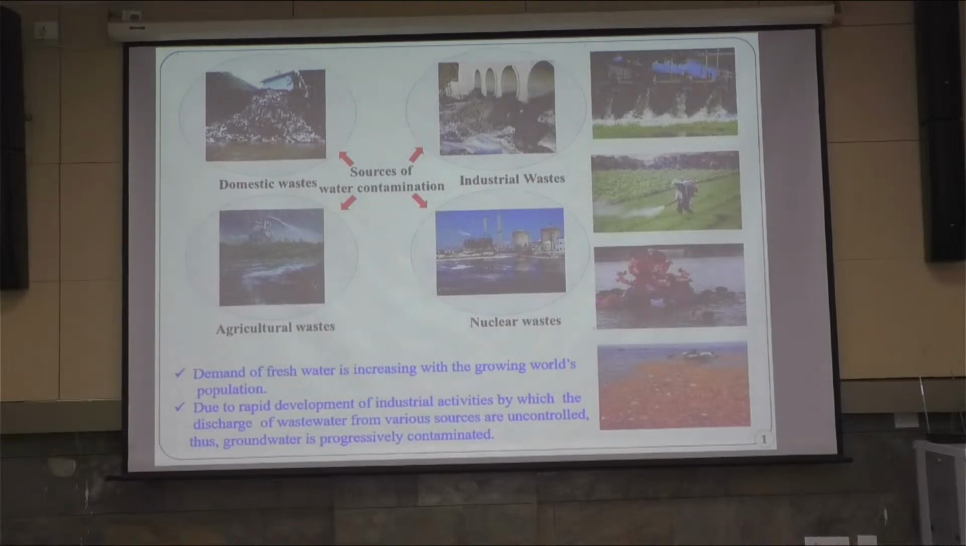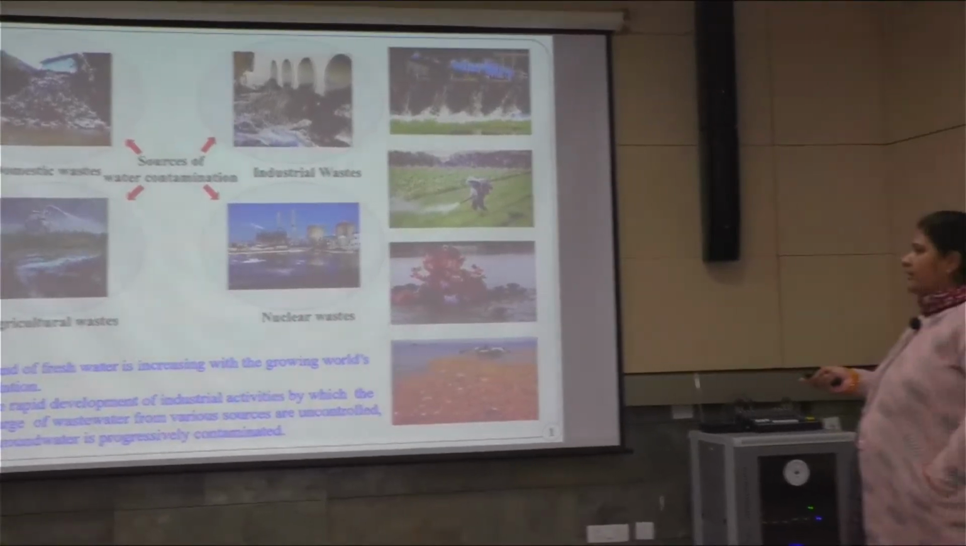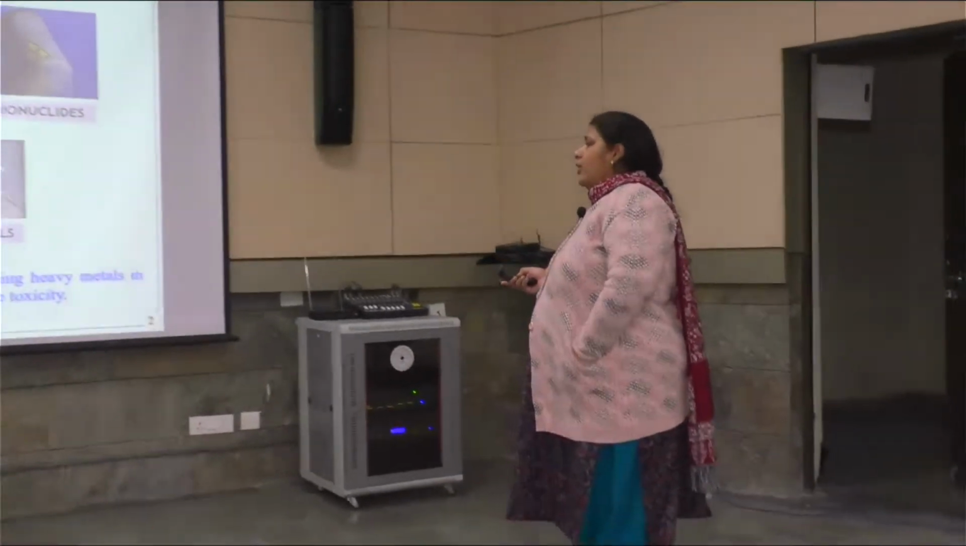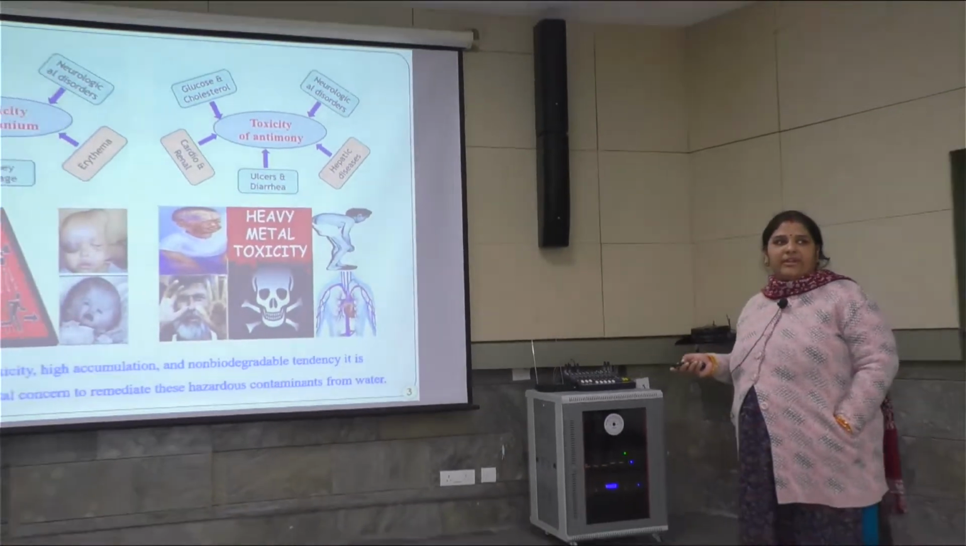As we all know, water contamination is a global issue. There are so many sources by which water is getting contaminated day by day, like domestic wastes, industrial wastes, agricultural wastes, or nuclear wastes. Dumping of huge radionuclide wastes and industrial wastes containing heavy metals in water streams raised global concern due to their global existence and severe toxicity. Due to their severe toxicity, high accumulation and non-biodegradable tendency, it is a severe environmental concern to remediate these hazardous contaminants like radionuclides and heavy metals from water.